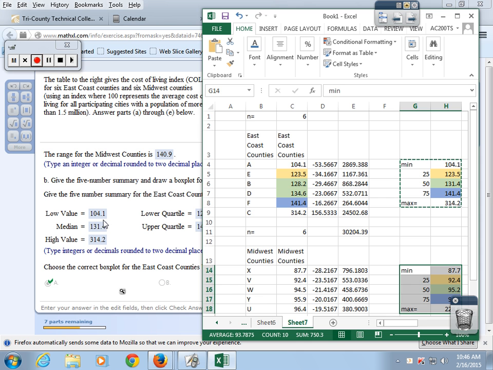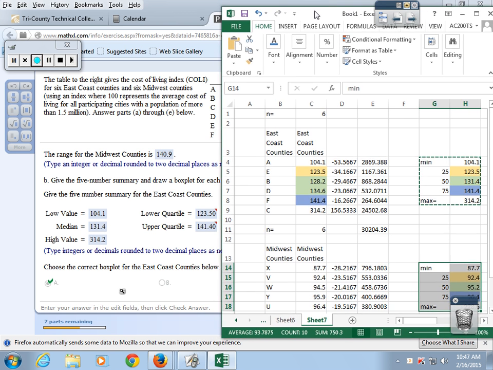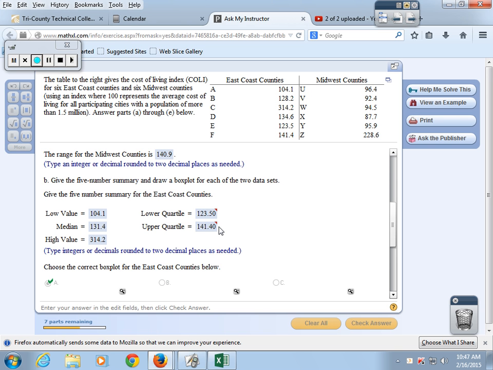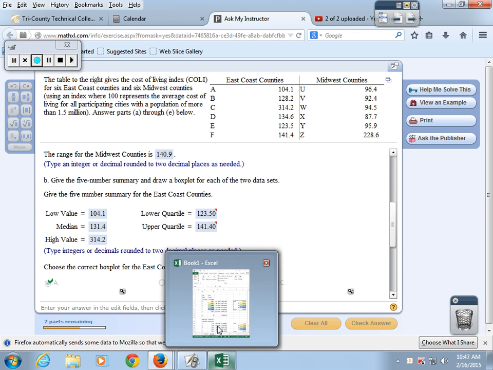Alright, let's check to see if I got it right. 104, 123.5, 131.4, 141.4, and 314.2. We got that right. Okay, that's why. Evidently, this is 0.8. They must be using the other, and that's fine. I'll be lenient on that question.